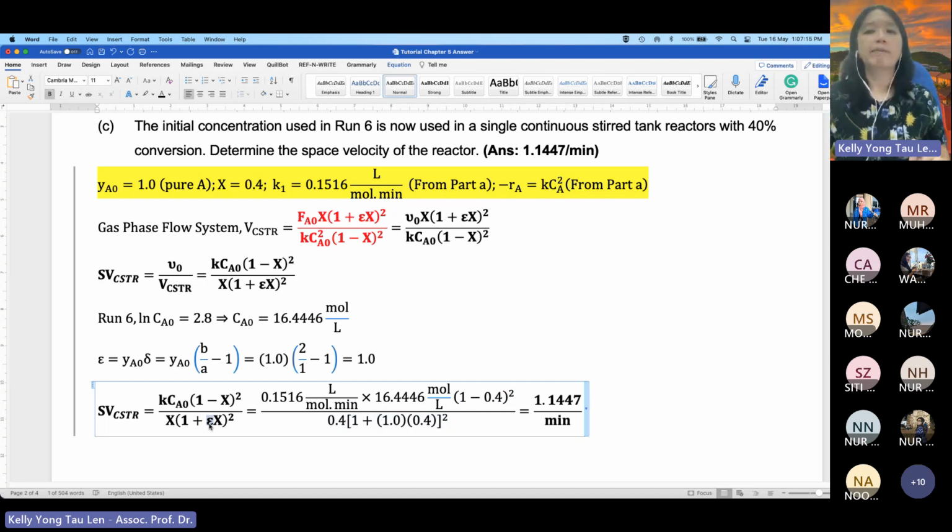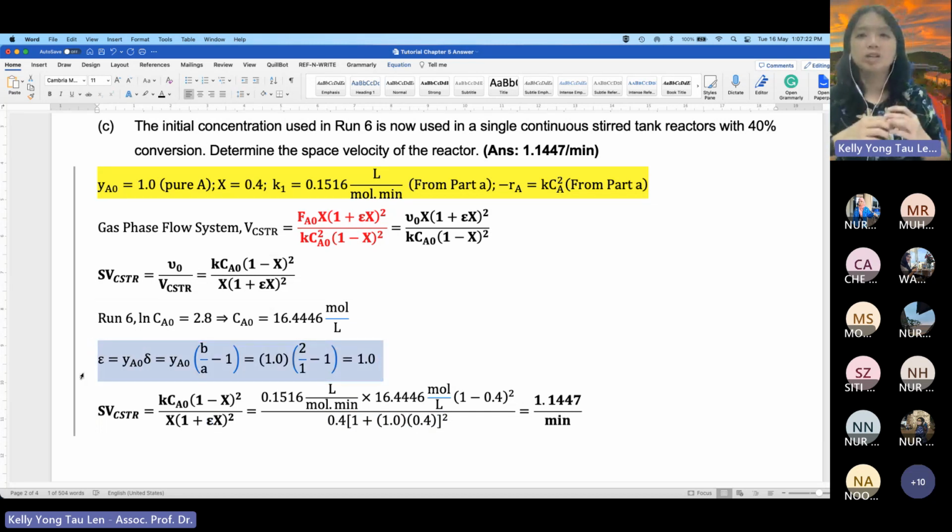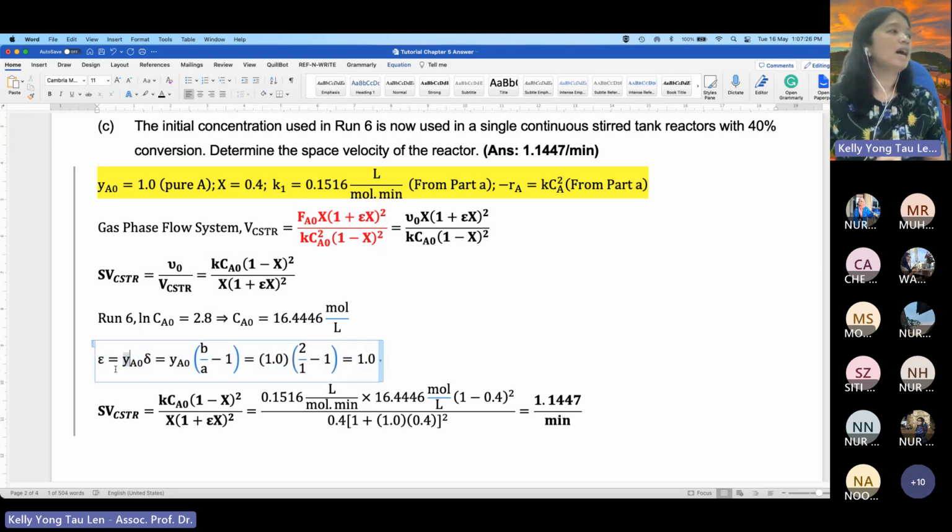So kita kena cari epsilon. Jangan keliru beza epsilon dengan volumetric flow rate. Epsilon adalah untuk mencari dalam equation ni lah. Okay, so epsilon kalau kamu ingat, formula dia adalah YA naught sigma. Equation ni diberi. Okay. YA naught, just now question says pure A. So YA naught is 1, 100% of A initially. So YA naught is 1. Sigma, okay, sigma punya equation tak diberi because nilai sigma will change, right?